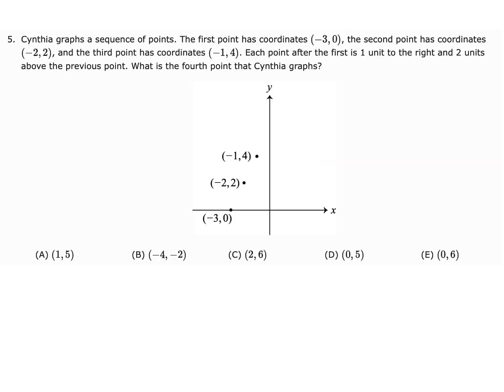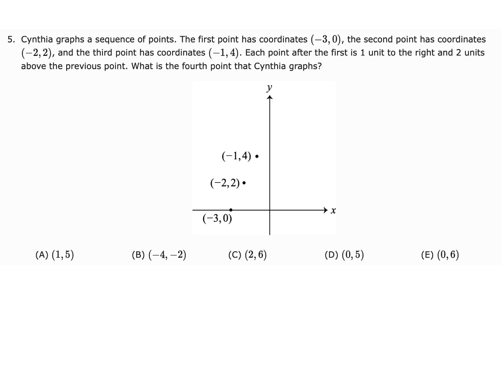Cynthia graphs a sequence of points. The first point has coordinates negative 3, 0. Second point has coordinates negative 2, 2. Third point has coordinates negative 1, 4. Each point after the first is 1 unit to the right and 2 units above the previous point. What is the fourth point that Cynthia graphs?